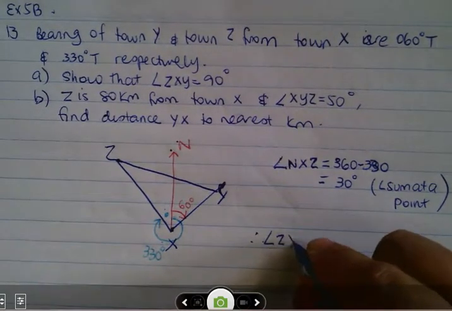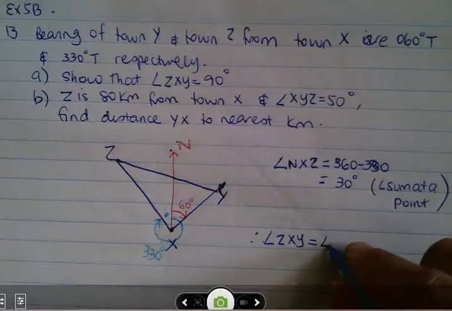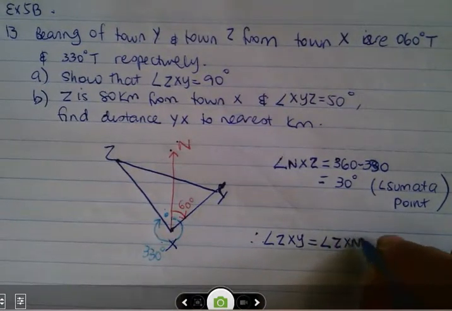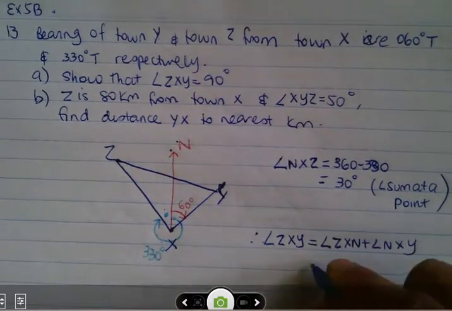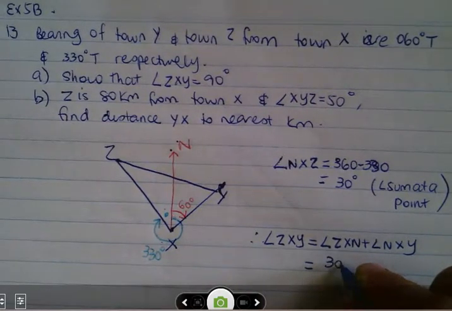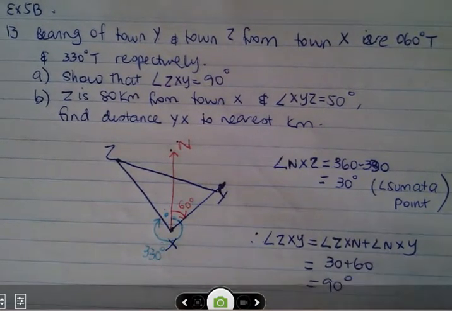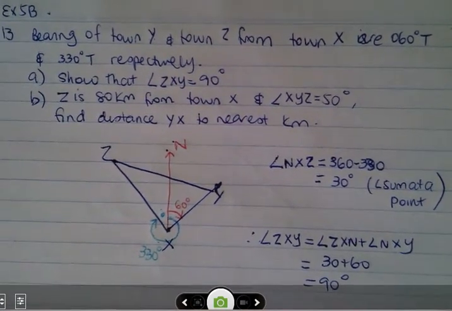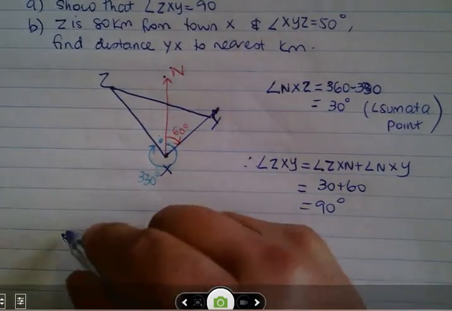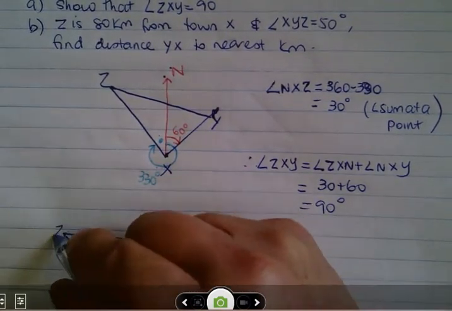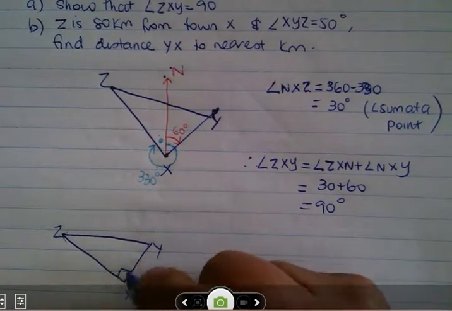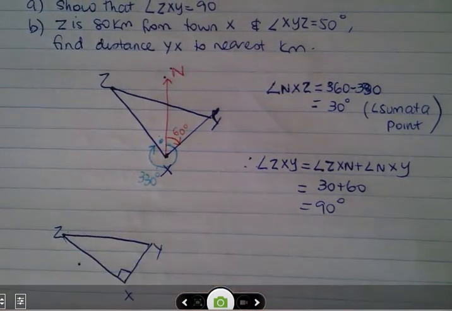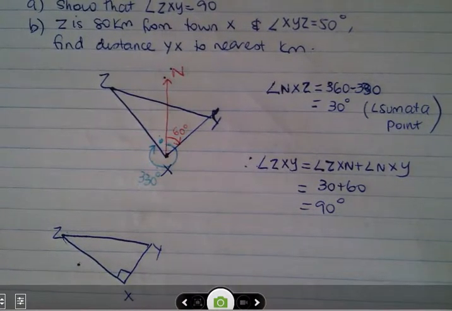Is angle ZXY equal to angle ZXN plus angle NXY, which is 30 plus 60, which is 90 degrees. That's how you show it. You have to give reasons. Redrawing it, sorry, it's a bit messy. That's Y, that's Z, that's X. It's a right angle. Put in the information you've got, and then work out what they asked you to find. That shouldn't be too hard now.